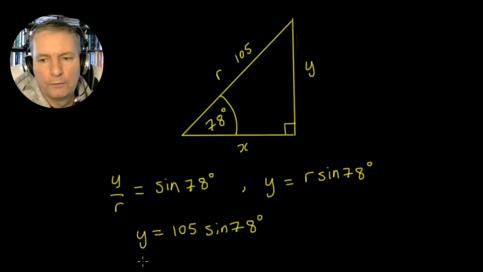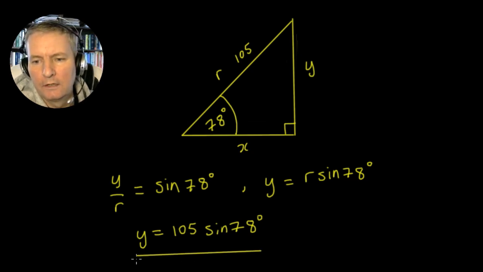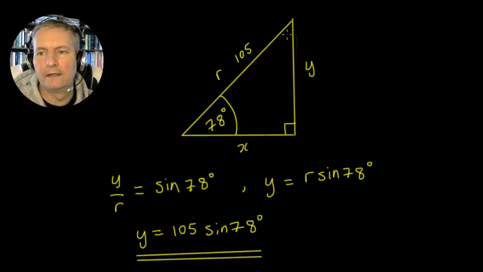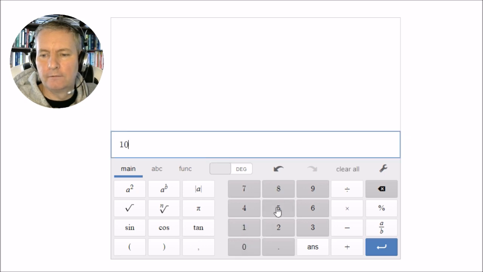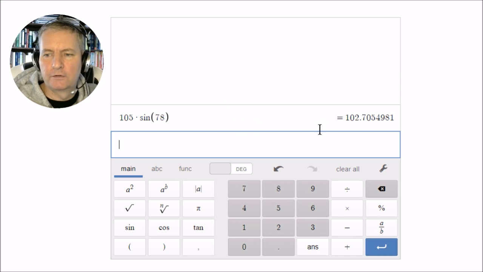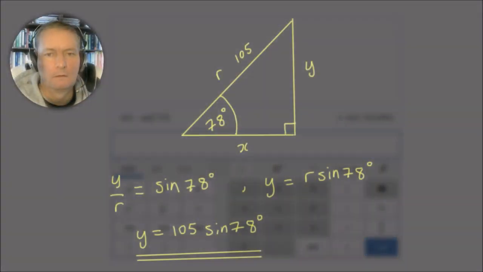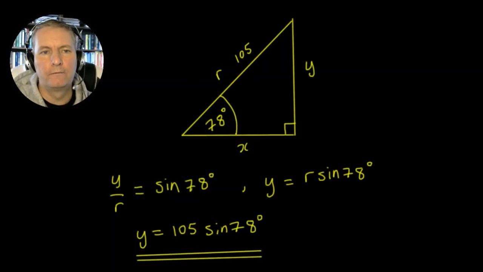So now we just have to put this into the calculator and find out what the length of y is. So let's put our values into the calculator. We had 105 times the sine of 78 degrees, and that's going to give us 102.7 meters. So let's clear this one off and we'll look at another example.